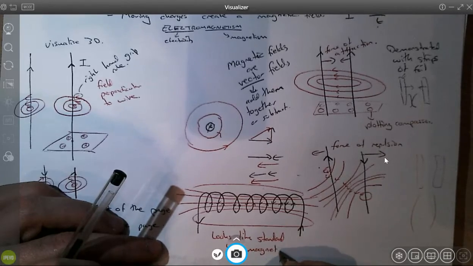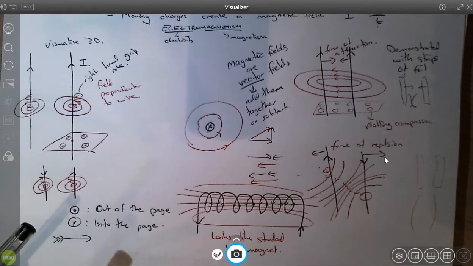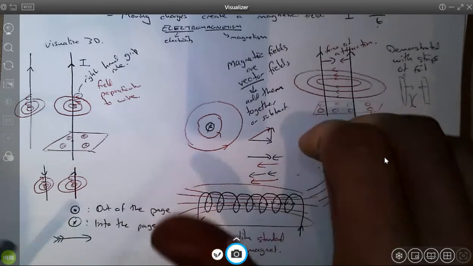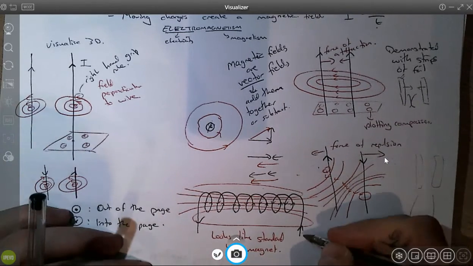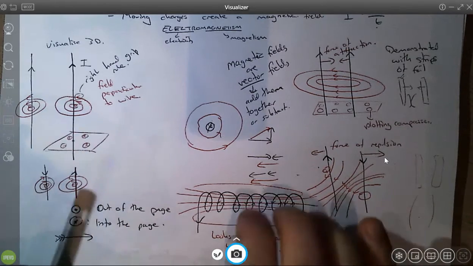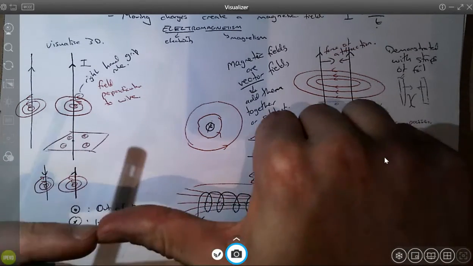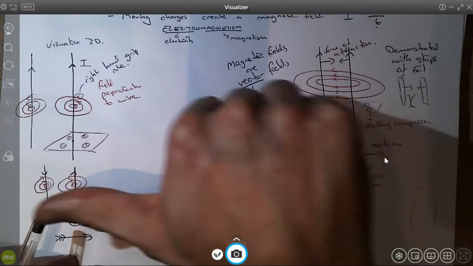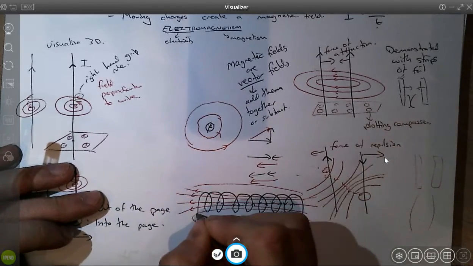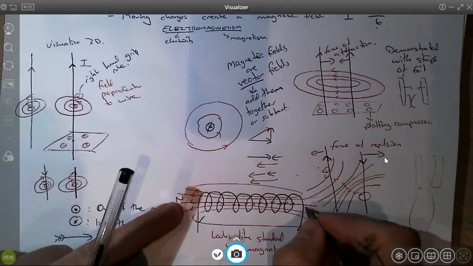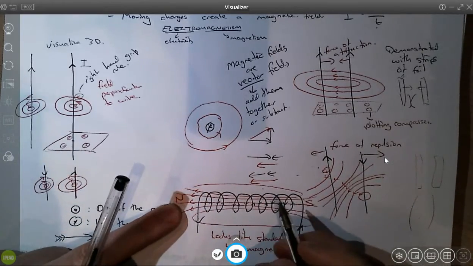And how do we work out which direction the arrows go in? Again, we use this right-hand grip rule, and we put our fingers the direction the current's going. So the current's going this way here. So our fingers are going to go this way, and then our thumb is going to point the direction of the arrows, and therefore we've got our north and south pole.